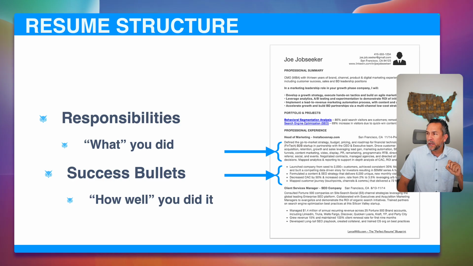If we move on to the next sentence, negotiated contracts, managed agencies, and directed all creative decisions. Got it. Very high level. It's more like administrative type of things. Mapped analytics and reporting to support in-depth analysis of CAC, customer acquisition costs, ROI, return on investment, and LTV, lifetime value. Okay, so there it is. Got it. I know exactly what this person did in this role.